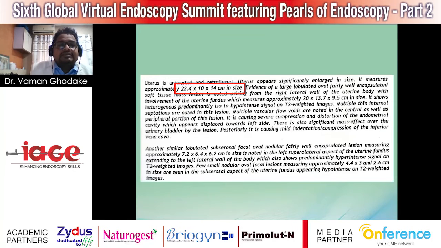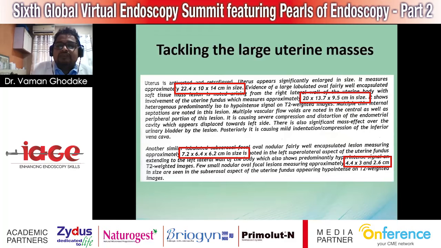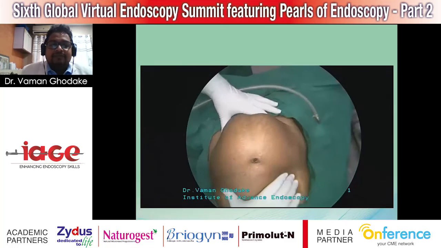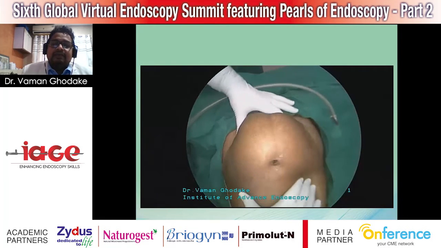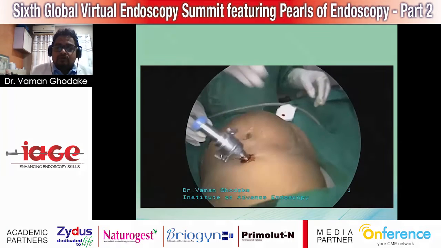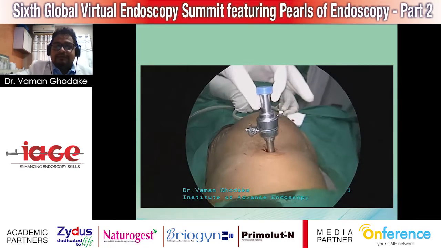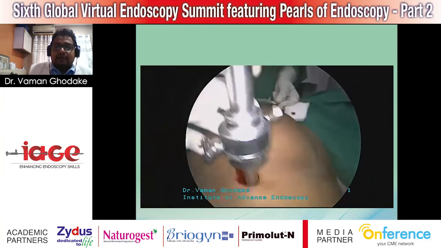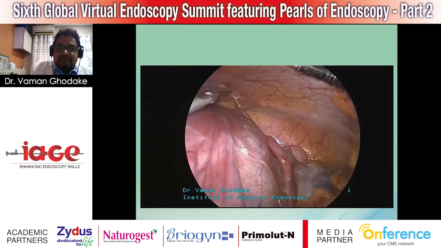Now, if you see, this is a single case with this much size of fibroids: 22, 20, 7.2 and 4.4 in a single case. What will happen? The peritoneal cavity is completely filled with the fibroids. And if you put the trocar just below the xiphisternum, still the trocar will fall towards the pelvis rather than towards the head end, because there is no space in the abdominal cavity. You can say this.